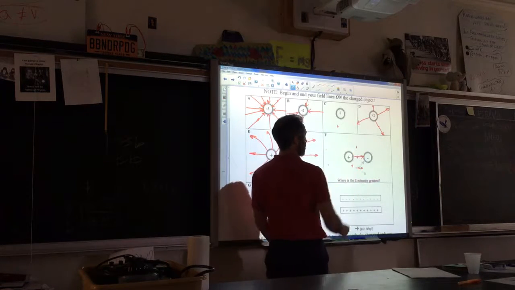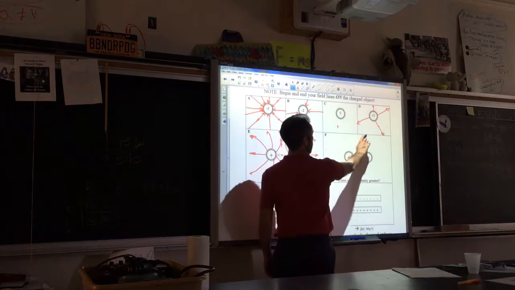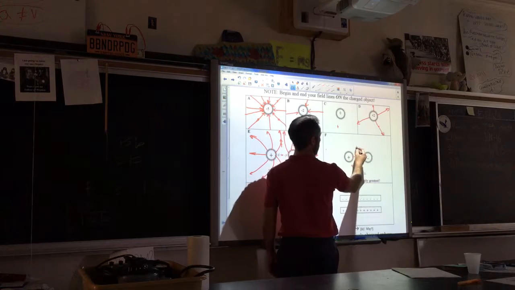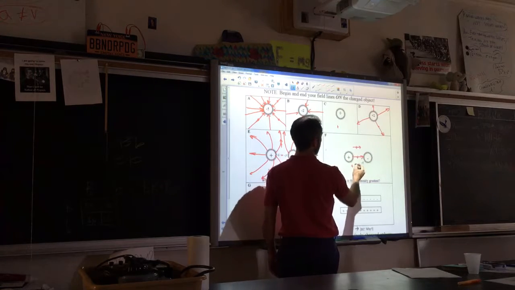Can you tell this one without even drawing in the arrows? Yes. Upright, downright, also? Right. And let's check this one.